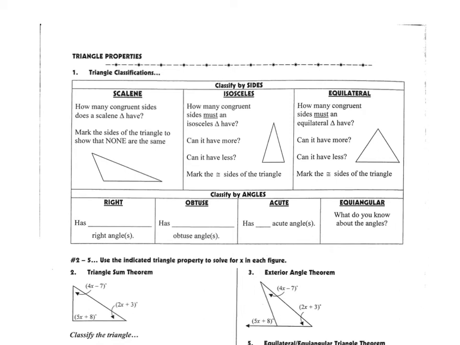All right, so we're going to go through our triangle classifications. If we look at scalene, how many congruent sides does a scalene triangle have? That is none. And so when we go to mark our triangle, we would mark it such that we show that none of the sides are the same.